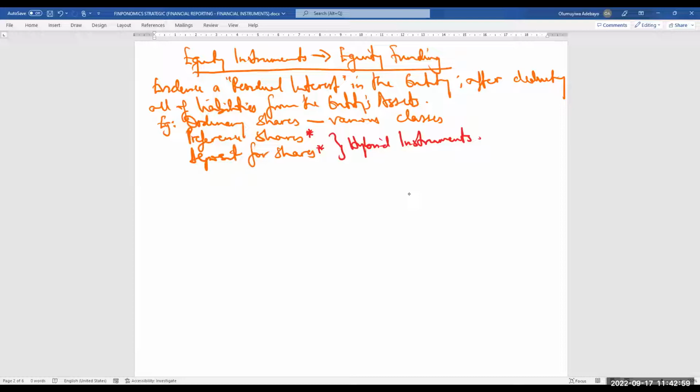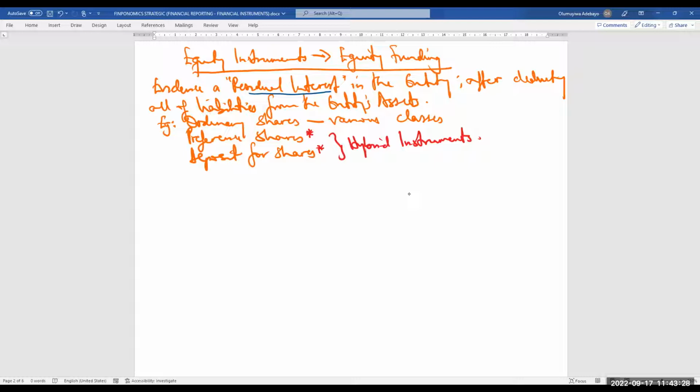And this equity funding is that rather than the funding party having a claim over the asset, no, rather it only has a claim over the net asset, which speaks to the fact that it has a residual interest in that entity only after all of the liabilities are settled from the asset. Whatever is left from the asset is what you have a claim over.